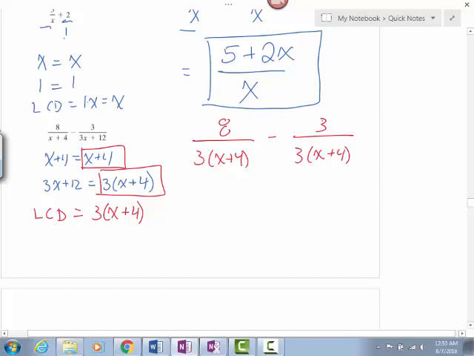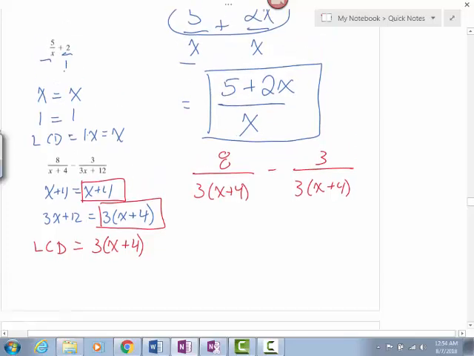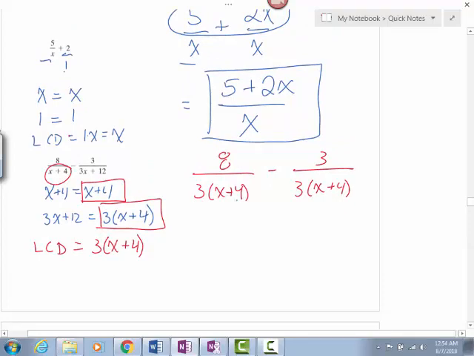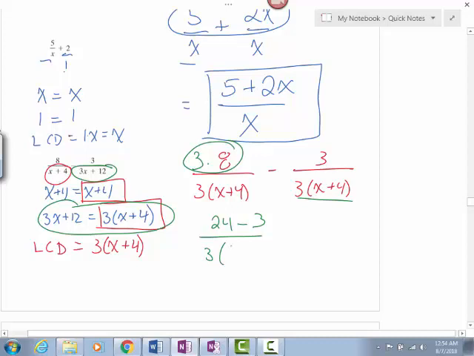Okay, now we're going to do our stare and compare. So let's take a look. Well, here we have an x plus 4, here we have a 3 and an x plus 4. So I know I need to bring in the number 3. Let's see, 3x plus 12, and we factor it out, is exactly the same thing there. We don't need to change anything. So we're going to go ahead and multiply these numbers. So 3 times 8 is 24, minus 3, all over 3, and x plus 4. So now we can combine those. 24 minus 3 is a 21, all over 3, and x plus 4. And finally, we can reduce.